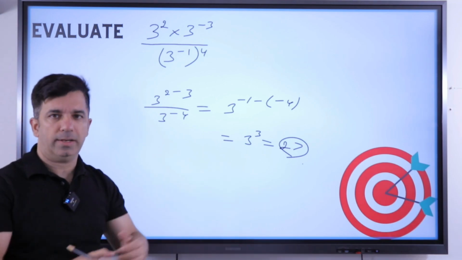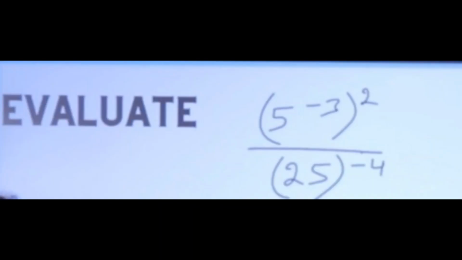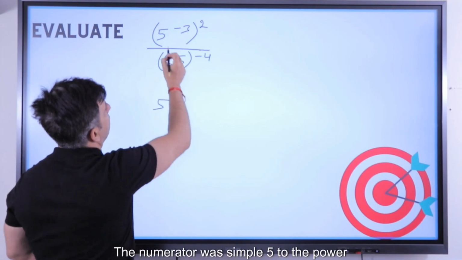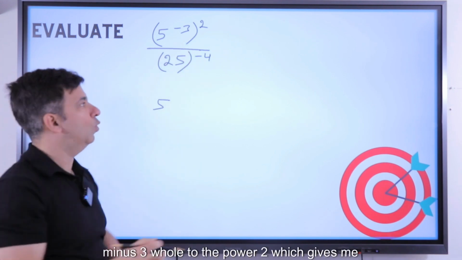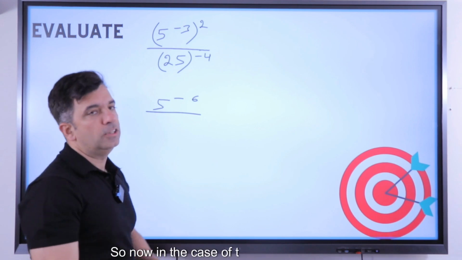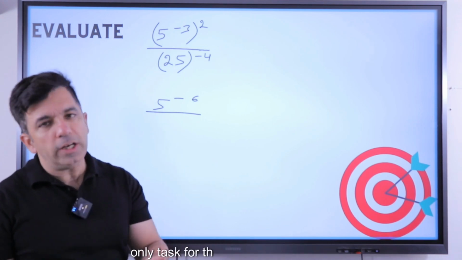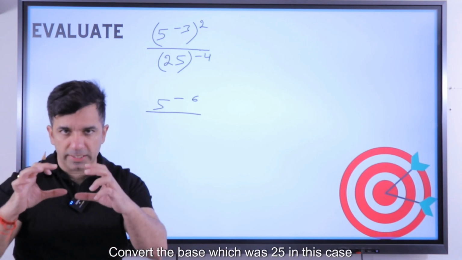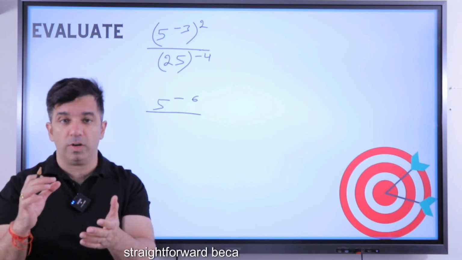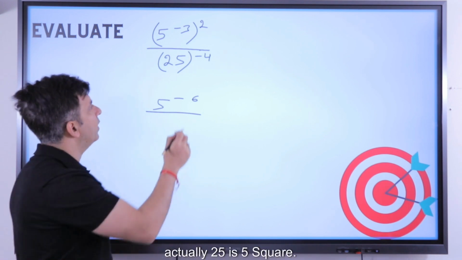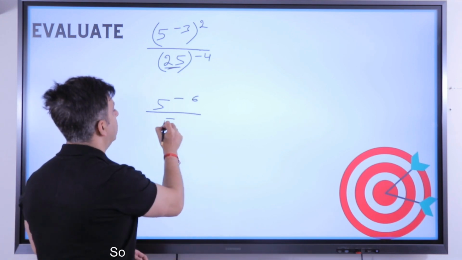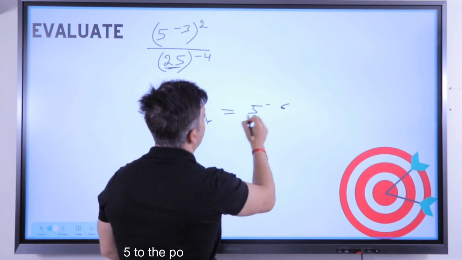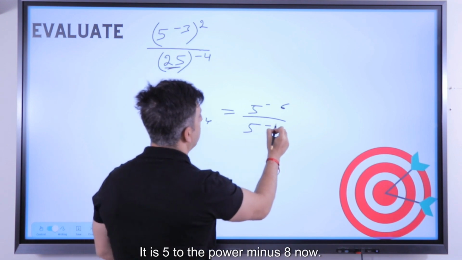Now solve the next one. So this was the term, again a very straightforward one. The numerator was simple, 5 to the power minus 3 whole to the power 2, which gives me 5 to the power minus 6. So now in the case of this denominator, the only task was that we can easily convert the base, which was 25 in this case, to 5. That was very straightforward because we know that 25 is 5 square. So this can be written as 5 square directly. So this would be giving me 5 square to the power minus 4, which is actually what? 5 to the power minus 6 over here, and over here it is 5 to the power minus 8 now.